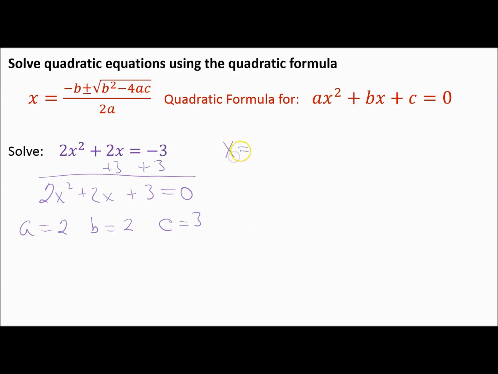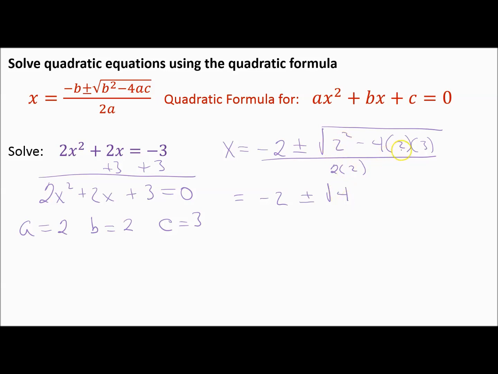So now I'll plug it in the formula. So I have x is equal to negative b, or b is 2, so negative 2, plus or minus the square root of b squared, so 2 squared, minus 4 times a is 2, c is 3, and that is all divided by 2 times a, so 2 times 2. Now the rest of the process is just simplify this into lowest terms. So 2 squared is 4, 4 times 2 is 8, times 3 is minus 24, and that's all divided by 4. So I continue simplifying, gives me negative 2 plus or minus.